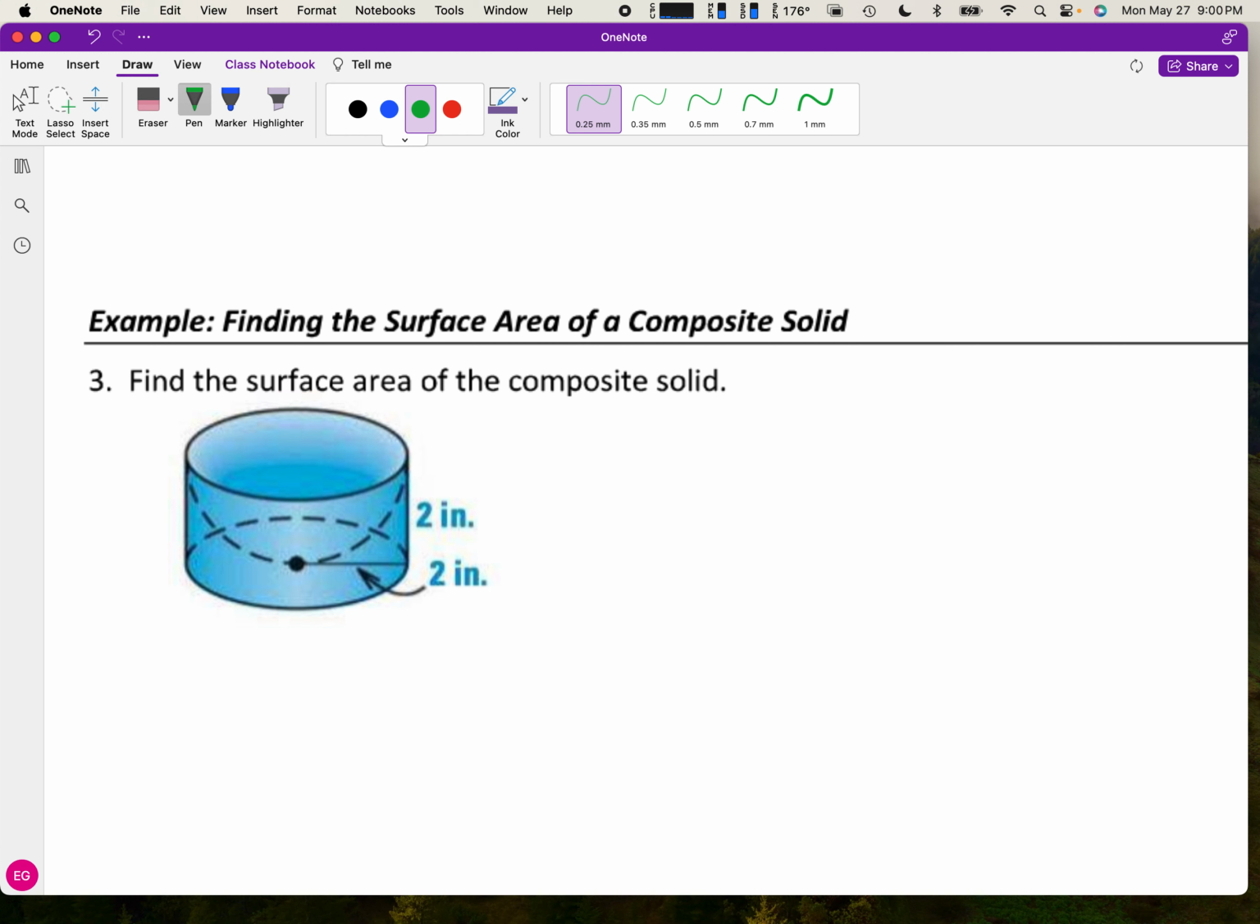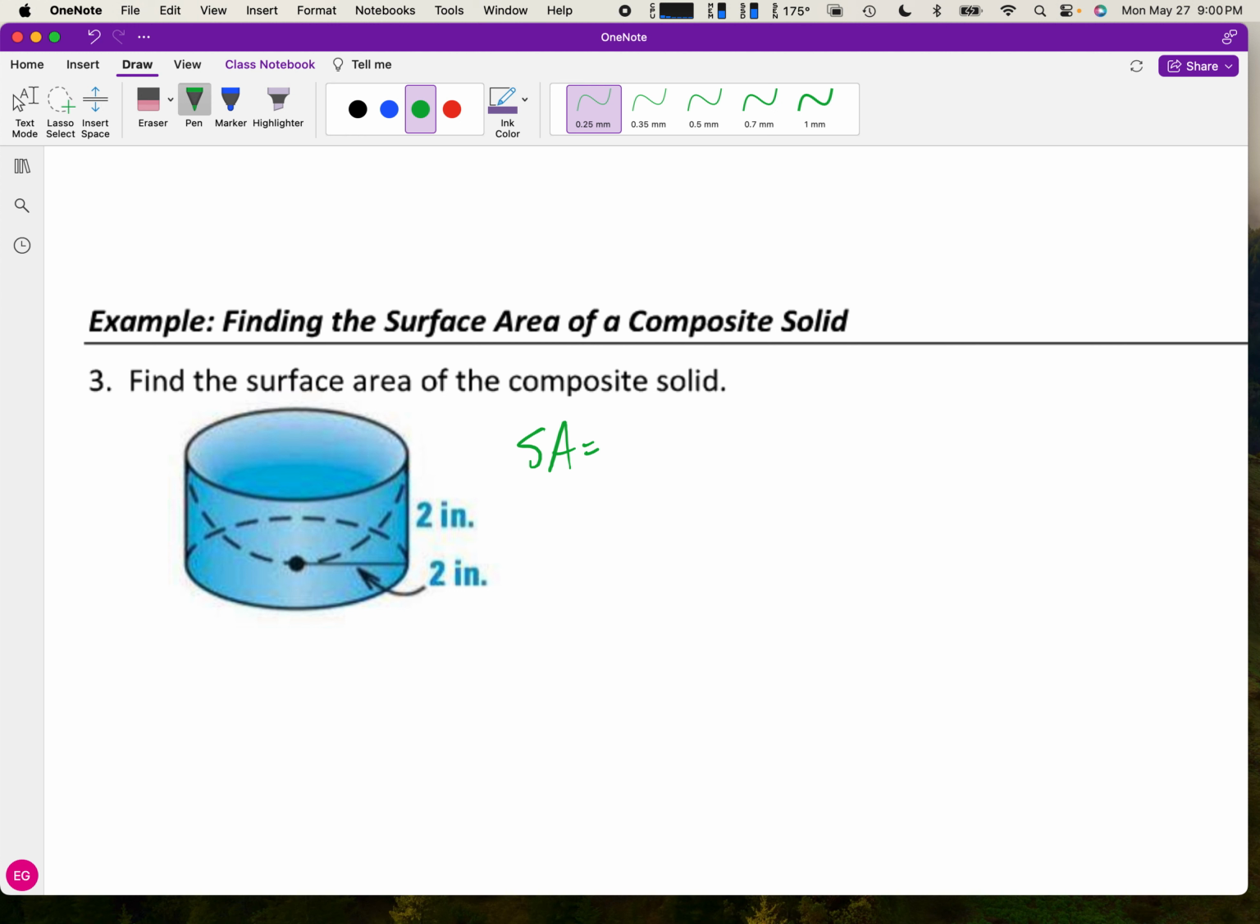And so if we want to find the surface area, we have to think of everything that's going to be exposed to the surface, right? And so if we're thinking about that, we're going to have the circular base along the bottom of the cylinder, okay?